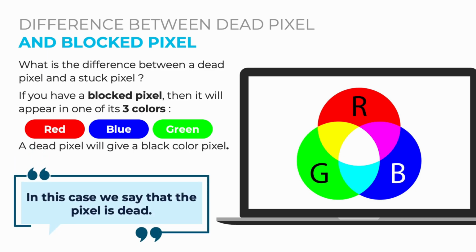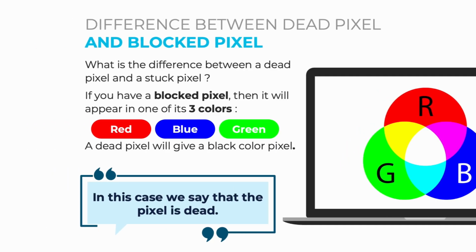So, to sum up, if you see a colored or white pixel, it may be possible to fix it. But if you see a black pixel, it's bad. It's still repairable, but the chances are very low. Fix a stuck or dead pixel.